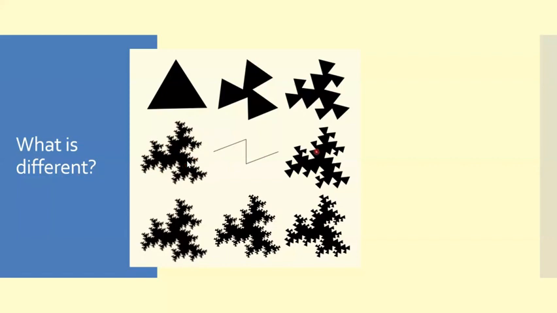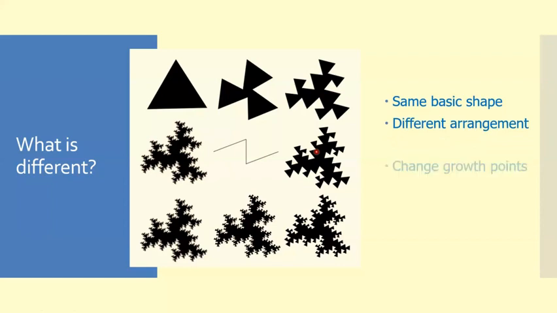But in music, there is some basic shape. We can conclude a few points. Some basic shape, and there is different arrangement, changing growth points. So these growth points can be related to Vadi Swara in music, which is a point of emphasis. And the growth of patterns will be around that Vadi Swara in music. So this will give a different arrangement.